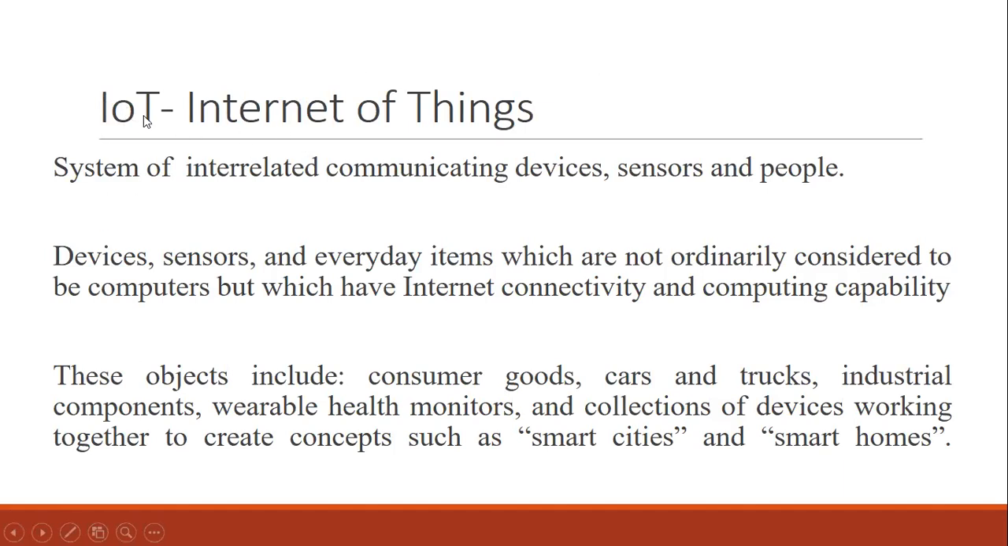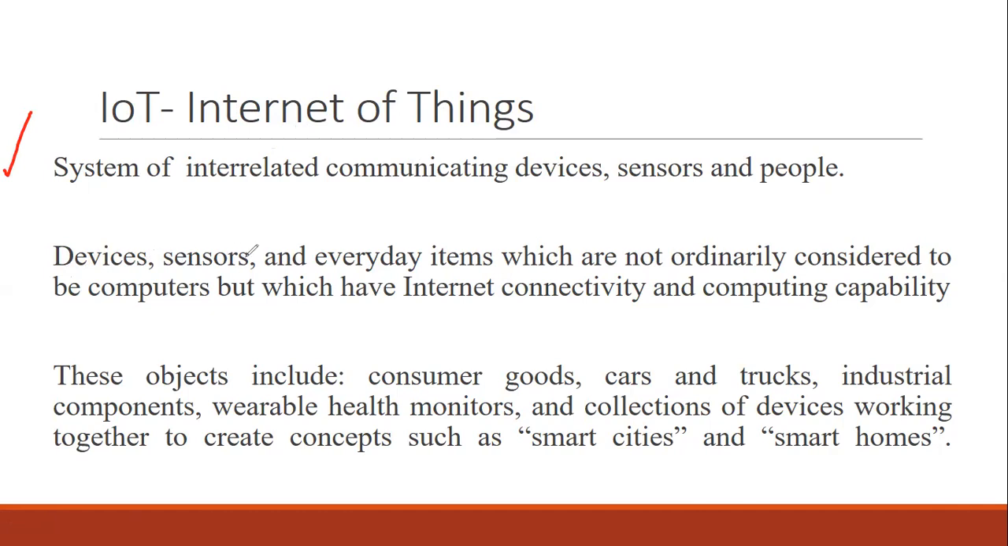So we start with the brief definition of Internet of Things. IoT consists of the following words: Internet of Things. Here, things means connected devices. So things can be any device, any machine, any process, any object, any people. All these constitute things. And internet is a global network. So we simply say Internet of Things is a system of interrelated communicating devices, sensors, and people.